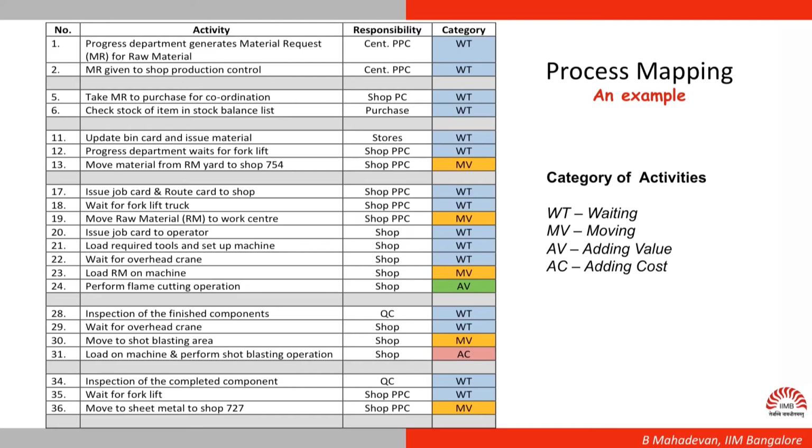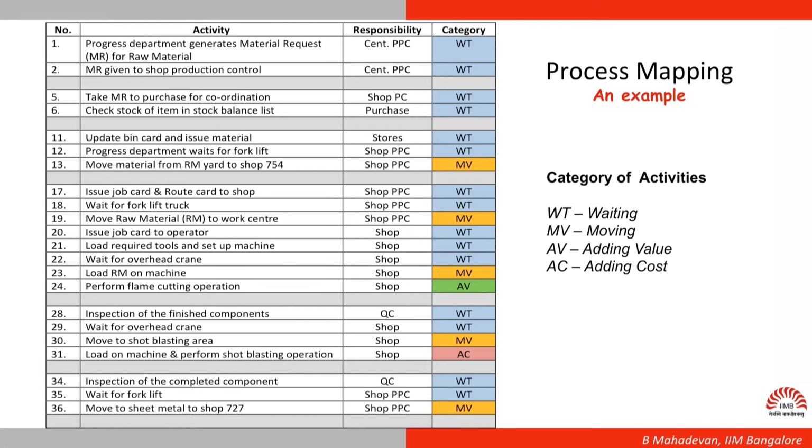What you see here is the process mapping done in the case of a particular subassembly of a product. This was done because there was a feeling that this subassembly is taking too much time, lead times are too large, and it is creating a problem for the final assembly and therefore in the market. So in response to that, a process mapping exercise was done.